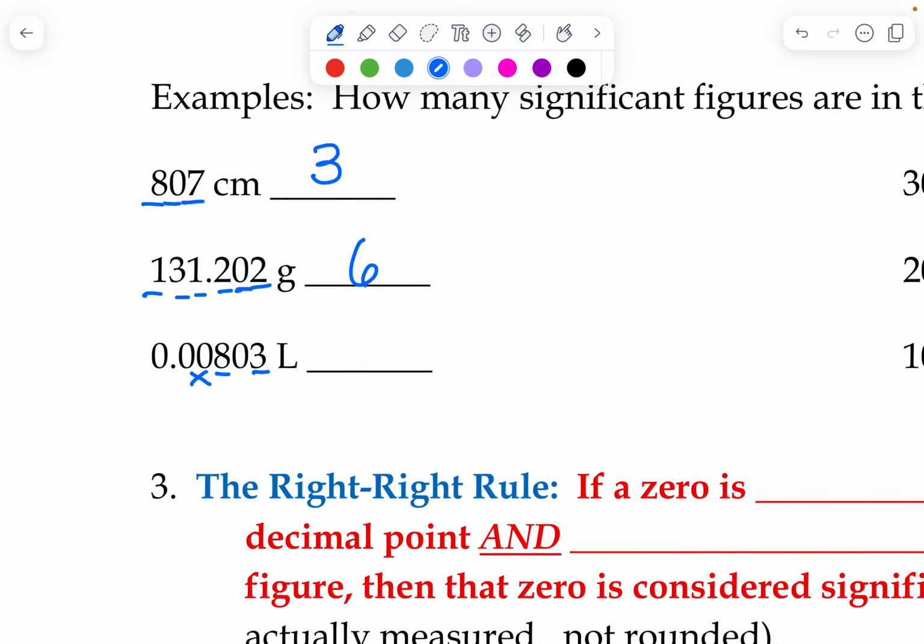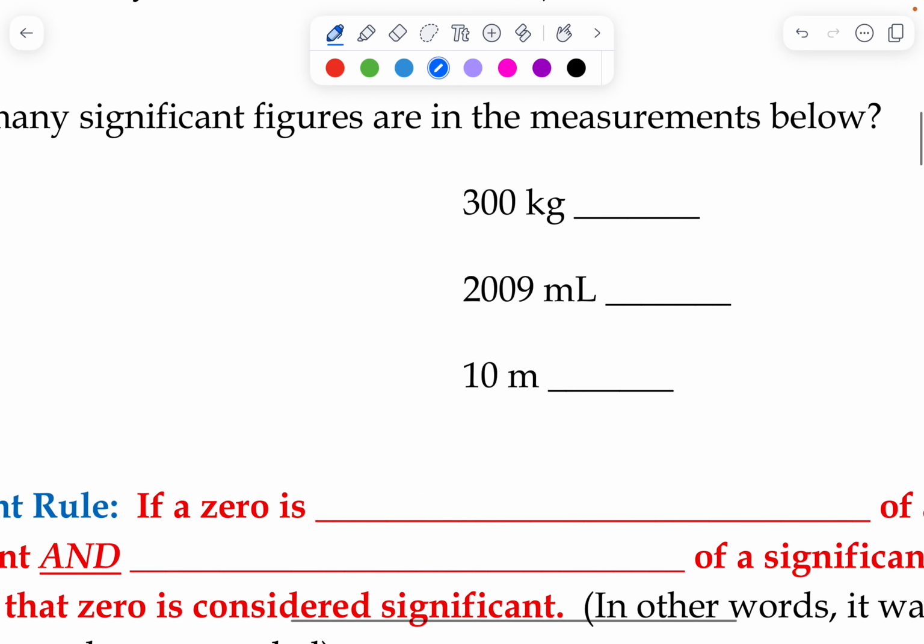This 8 and this 3 would count, and then this 0 is in between. It's sandwiched between the 8 and the 3, so this guy counts. If we go over here, the 300, this guy counts. The zeros don't have any bread on the right-hand side of their sandwich, and so this guy only has 1 significant figure. This is a case where the measurement was probably 299.99999, and someone rounded to 300. So it's a rough measurement. 1 sig fig, not great.